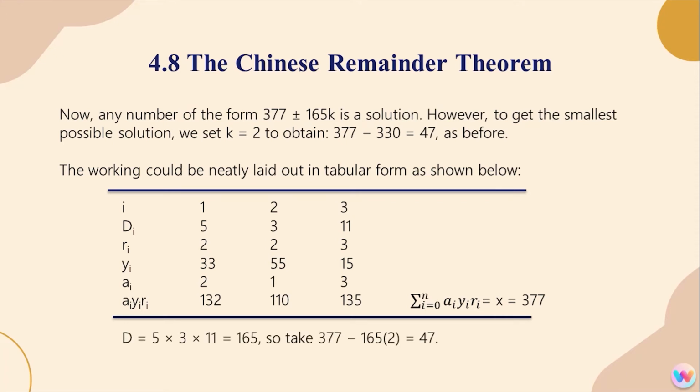After substituting all the numbers, we can find the sum from i equals 0 to n of a_i y_i r_i, so x equals 377. We know that D is 5 times 3 times 11 equals 165. So take 377 minus 165 times 2 equals 47, that we know before. The next slide will be explained by Marsha.